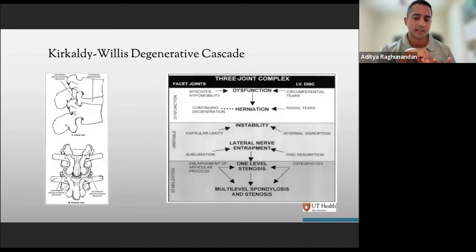Kirkcaldy-Willis cascades, those of you who are physiatrists or are about to take the physiatry boards, hopefully know this diagram pretty well. Kirkcaldy and Willis were also, I believe, orthopedic surgeons in Europe who came up with this cascade of thinking of the spine as a three-joint complex of the intervertebral disc and the two facet joints posteriorly. And over time, the natural history of what happens with the spine, with earth gravity and just living life. So they split it into two components: what happens to the facet joints and what happens in the intervertebral disc. And they split it into three phases: a dysfunctional phase, unstable phase, and a stabilization phase. And then they split it into what happens to each of these components during those phases.